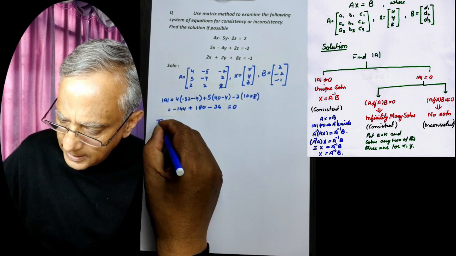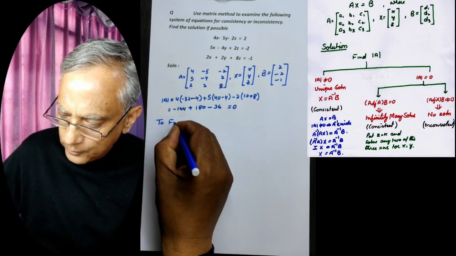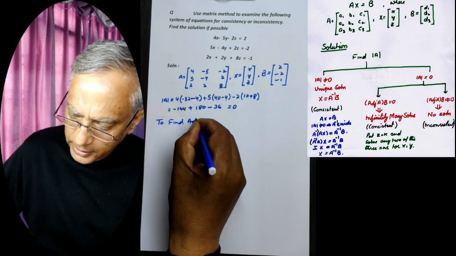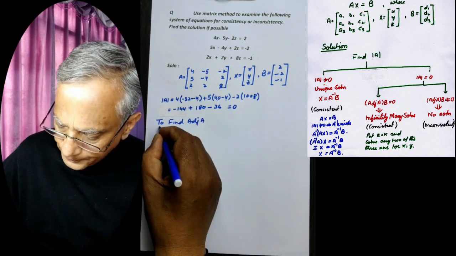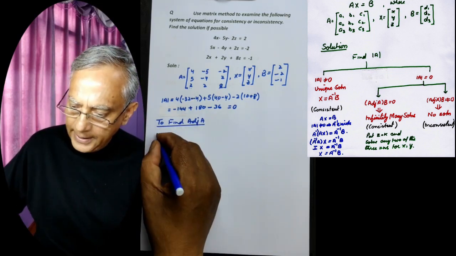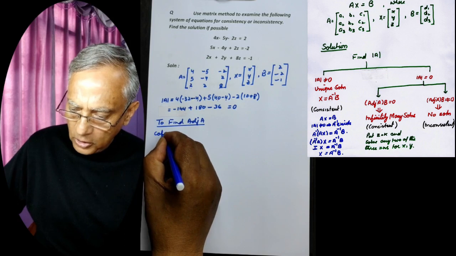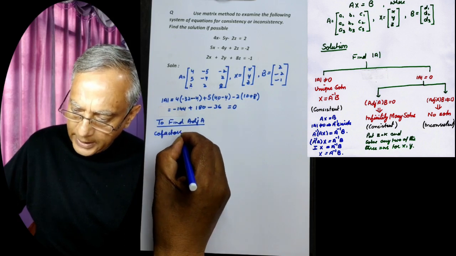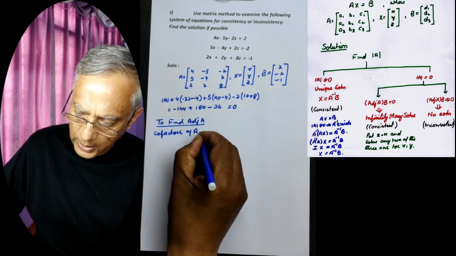So we find the adjoint of A. To find the adjoint of A, we find the cofactors of all the entries. Cofactors of R1.